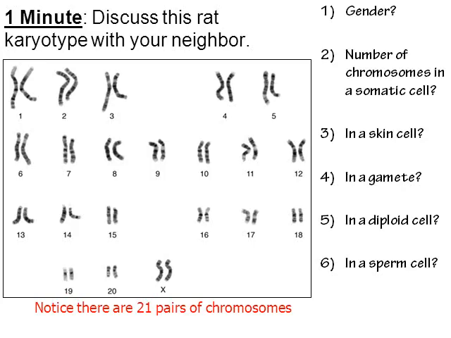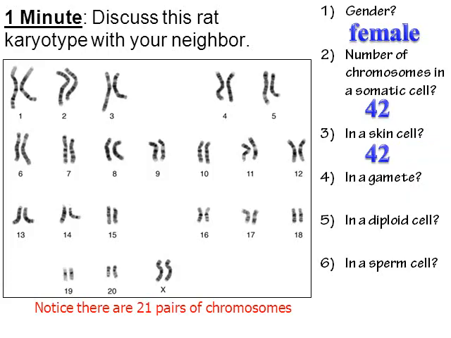So I hope you can see the gender of this rat. It's a female. Number 2, the number of chromosomes in a somatic cell. Somatic cells are diploid. Diploid means the complete set. Well, if there's 21 pairs, the complete set is 42 chromosomes. How many in a skin cell? 42, because skin cells are examples of somatic.